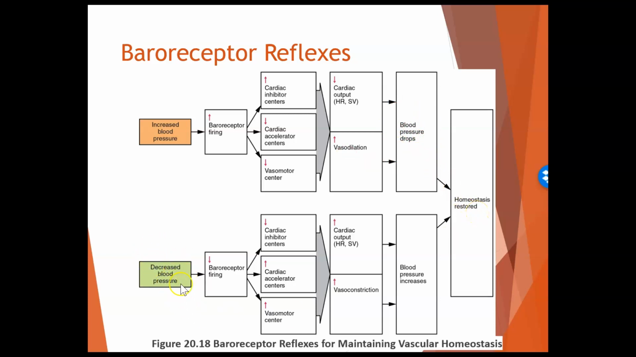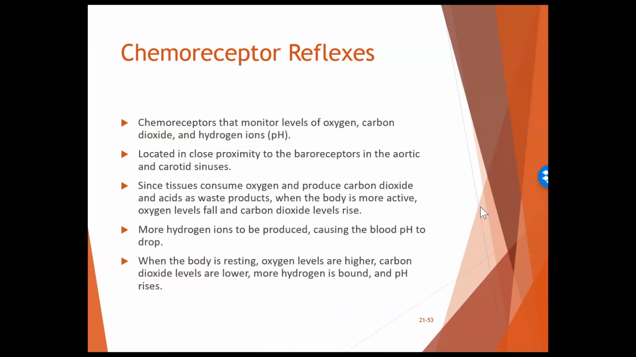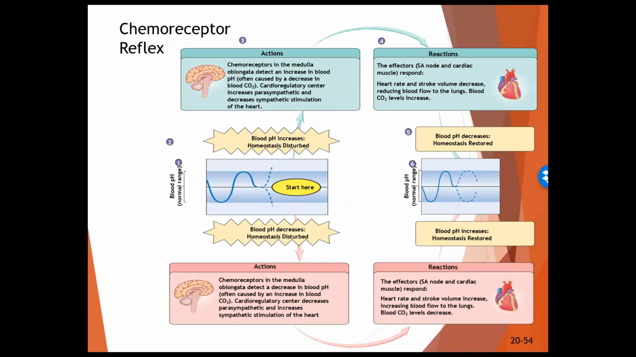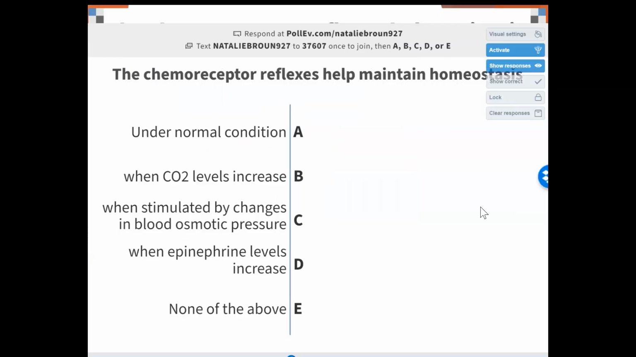When our blood pressure decreases, we are going to get our baroreceptor firing as well, telling us, hey, we've got too low of a blood pressure, and we're going to do just the opposite and get vasoconstriction to take place. We increase cardiac output. That increases our blood pressure back to its homeostasis level. And then same thing with our chemoreceptors. We talked about this in chapter 20, so I won't go through it again. This is the verbiage to explain it all, and then a little repeat of the same figure from chapter 20.